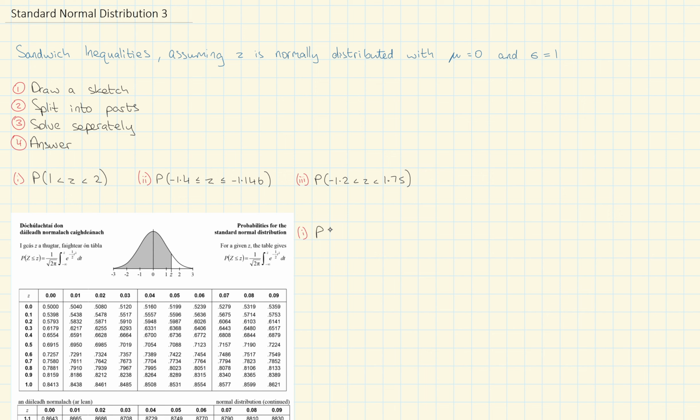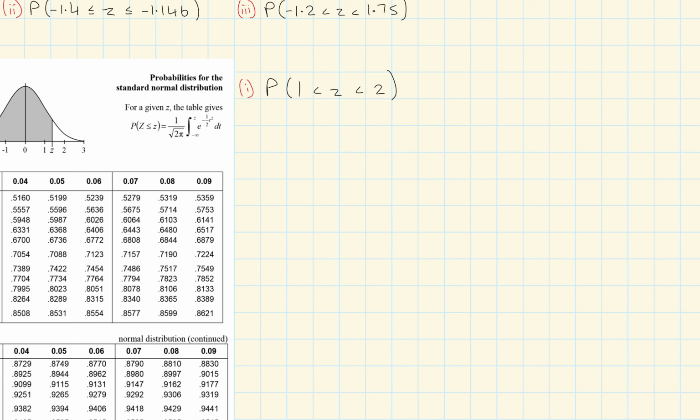Okay, we'll start off with part 1. We're asked for the probability that 1 is less than Z less than 2. So the parts I've written up in blue, assuming Z is normally distributed with a mean of 0 and standard deviation of 1. You'll see that written at the top of the questions. That's how we know we're allowed to use this process.